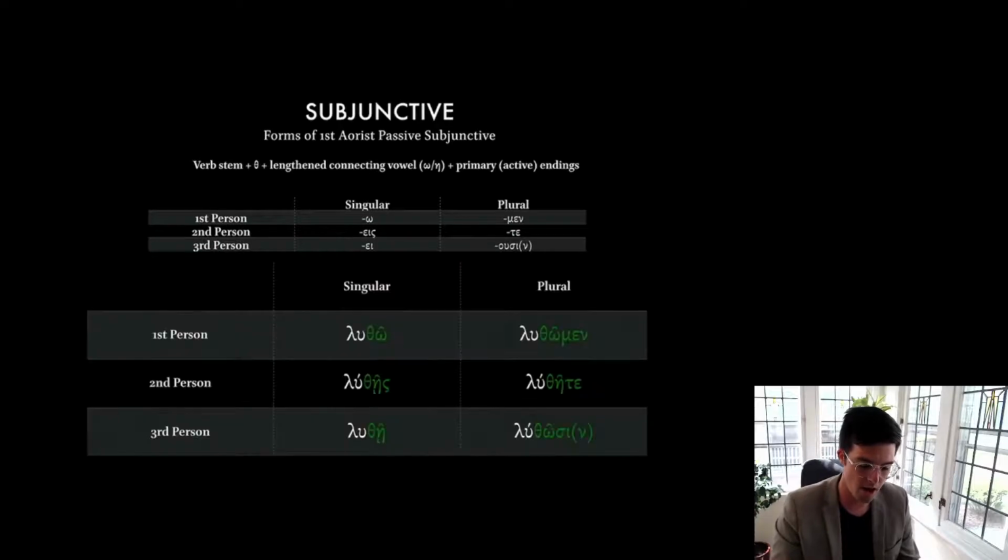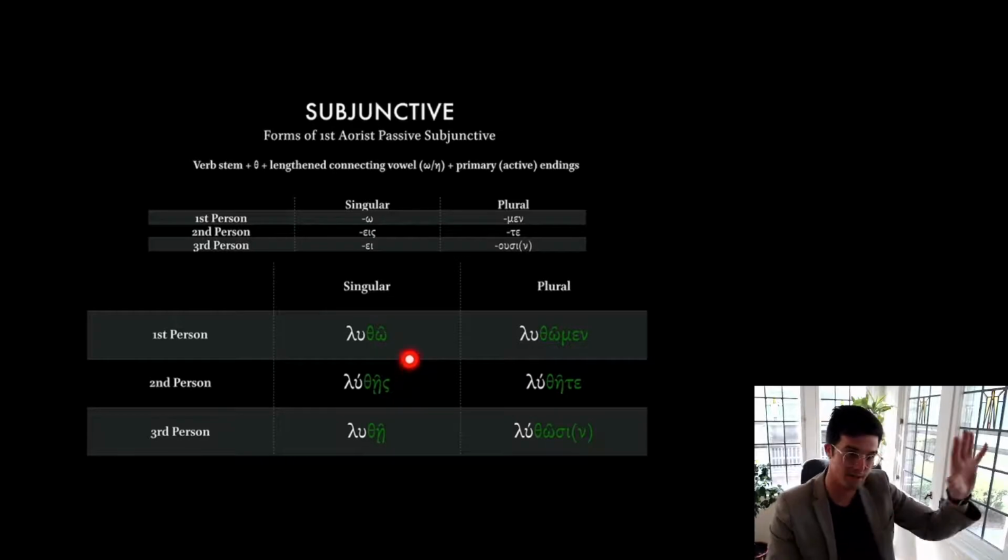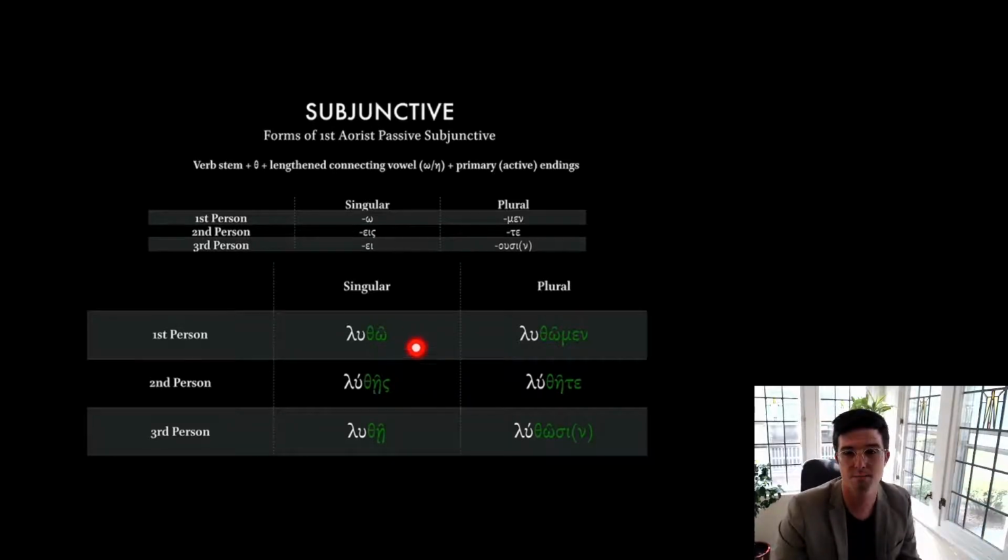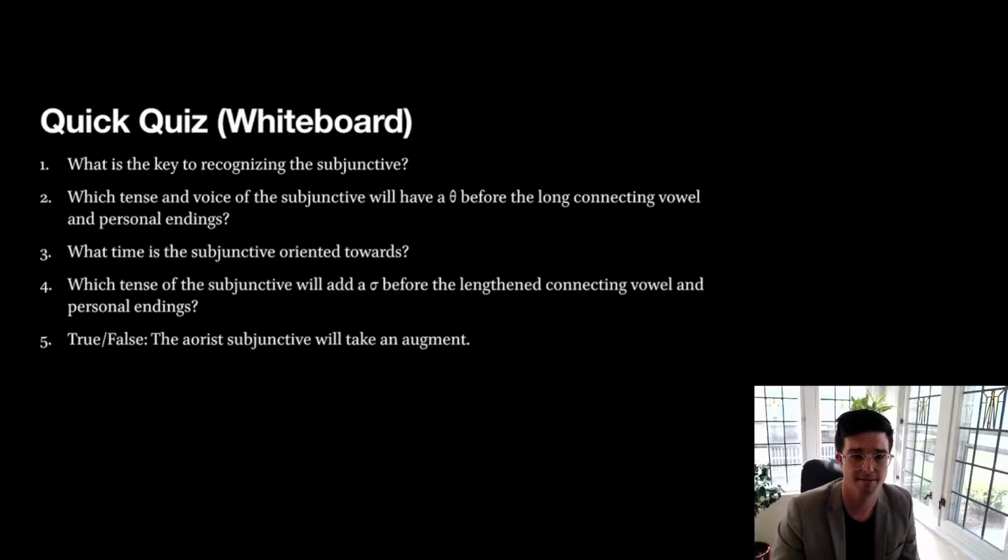So here are our primary active endings. We have then the theta with those endings added on with the lengthened connecting vowel. So these all look familiar from all these paradigms that we have just previously had, with the theta added in there as our sign to the aorist passive.